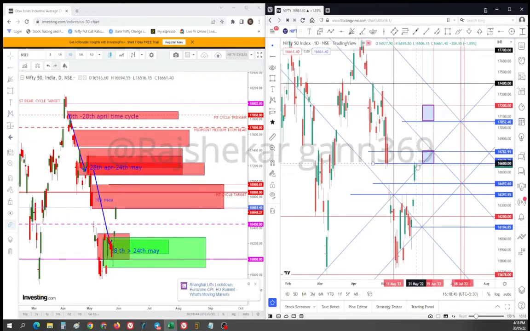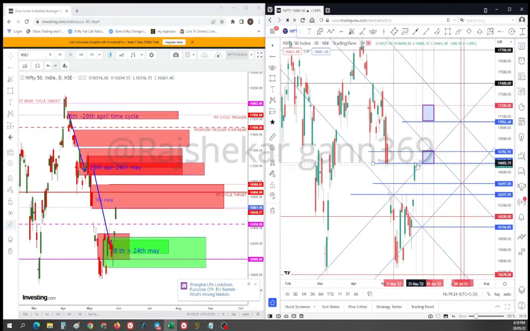If 16,700 is crossed, then we may touch 16,900 levels, and 16,900 will be our important resistance area again. Now from 16,900, approximately around 17,000. If 16,900 sustains, then we might see 17,200, which is the next price level with the same time area. Means the price-time squaring can happen here or here itself. It all depends on what time will influence the price, whether in the positive direction or the negative direction, when the price reaches this level or this level.